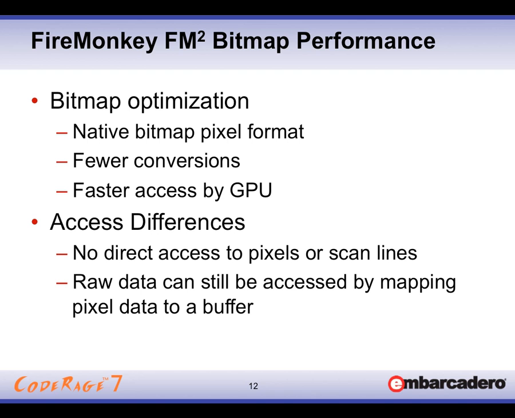The main thing is that because the bitmap data is now stored on the GPU as quickly as possible, we don't have direct access to the pixels or scan lines through T-bitmap. There are functions available for mapping and unmapping the pixel data to a buffer, so you can still get to the pixel data, but it's a little bit different process than what was done in FireMonkey 1.